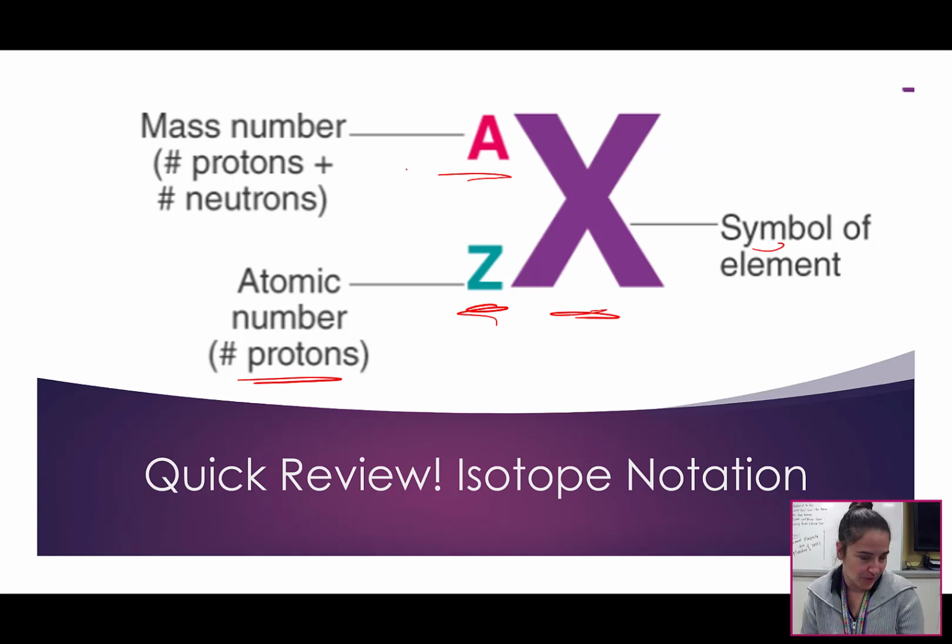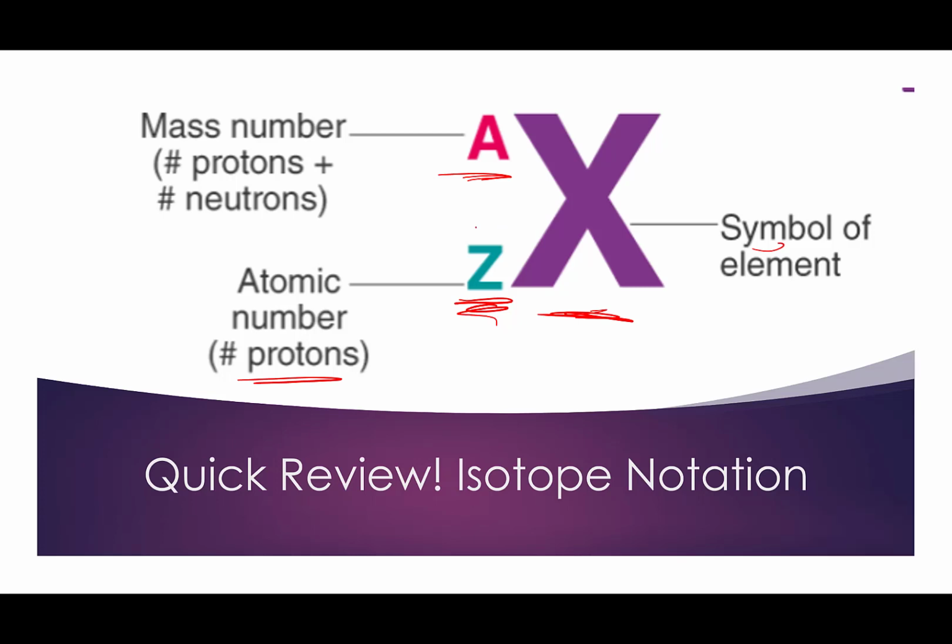Carbon always has 6 protons, so if you have a 6 there, it's always going to be carbon. But carbon can have 6 neutrons and be carbon 12, or 7 neutrons and be carbon 13, or 8 neutrons and be carbon 14. So the mass number can be different.